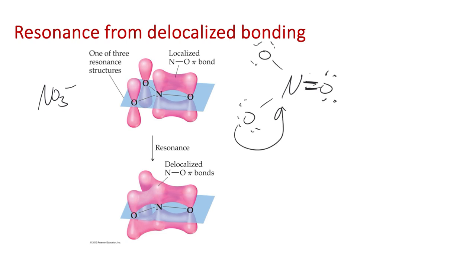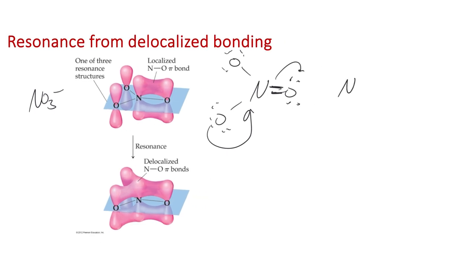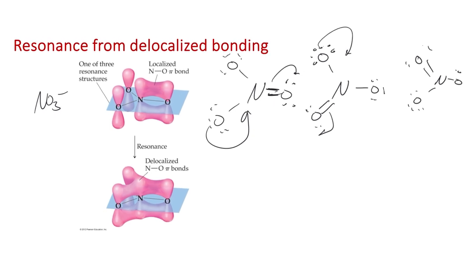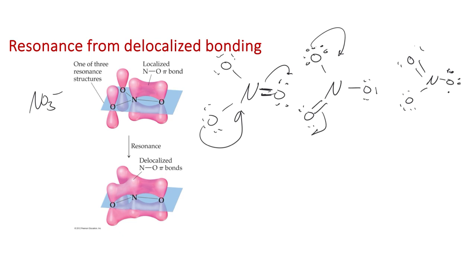So we could draw this double bond over here, so we can have the resonance to this structure here. And then we can have the resonance over to this position here with the double bond. So we have three equivalent Lewis structures that we can write for nitrate ion. And so whenever we have the situation where we can write equivalent Lewis structures, the real structure looks like the average of the composites.